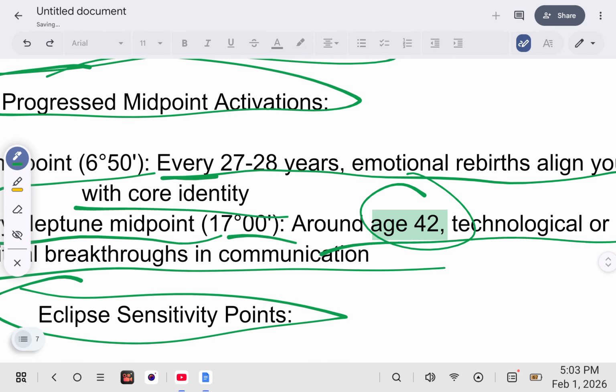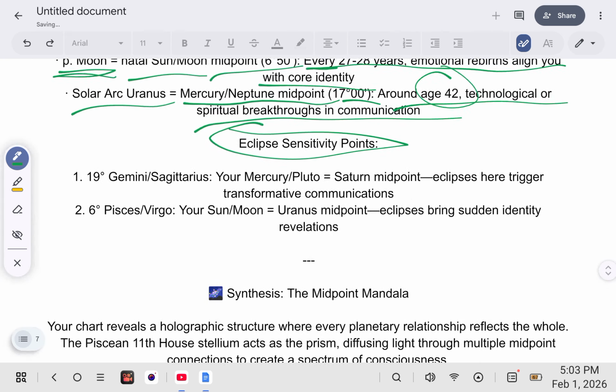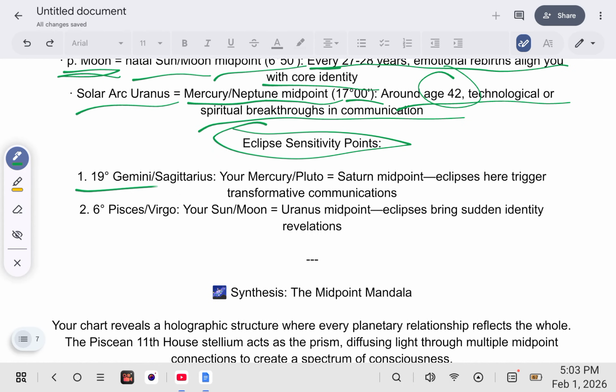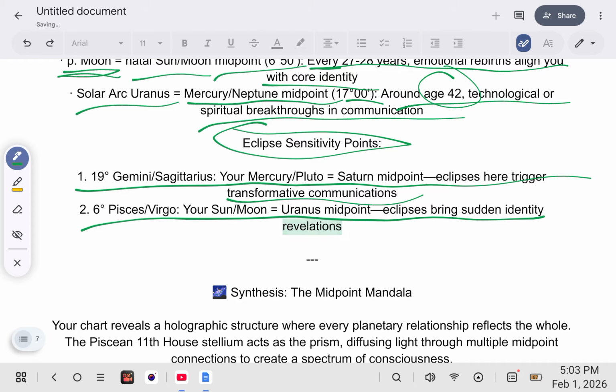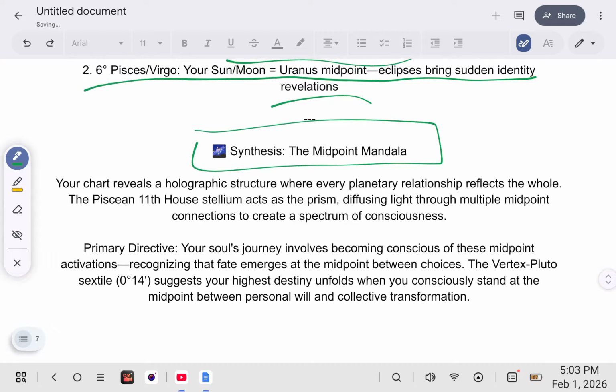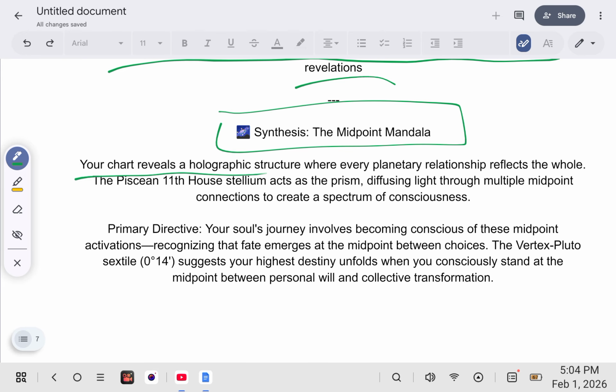Again, eclipse sensitivity points, 19° Gemini, Sagittarius, my Mercury, Pluto equals Saturn midpoint. Eclipses here trigger transformative communications. 6° Pisces, Virgo, my Sun, Moon equals Uranus midpoint. Eclipses bring sudden identity revelations. And here's the synthesis, the midpoint mandala. So my chart reveals a holographic structure where every planetary relationship reflects the whole.